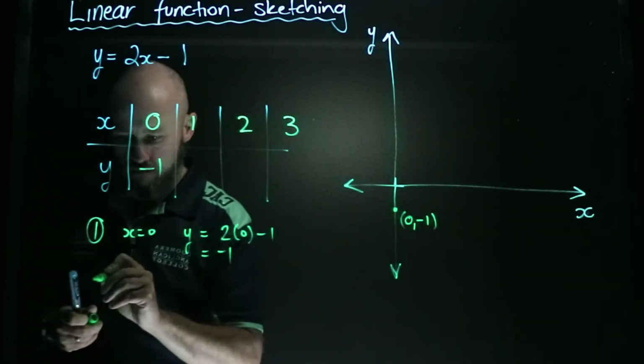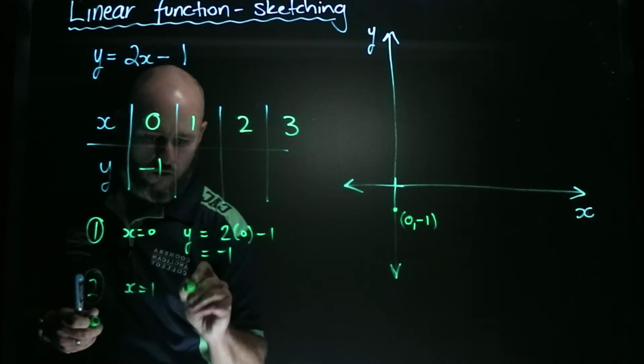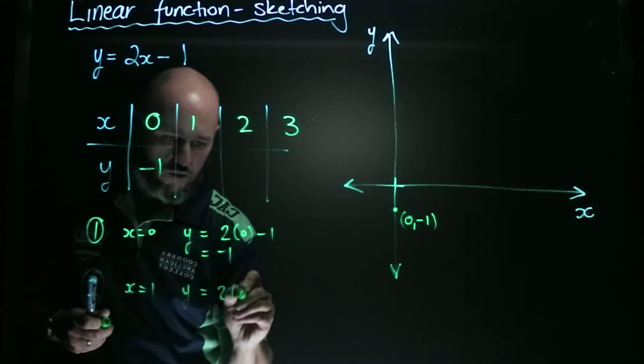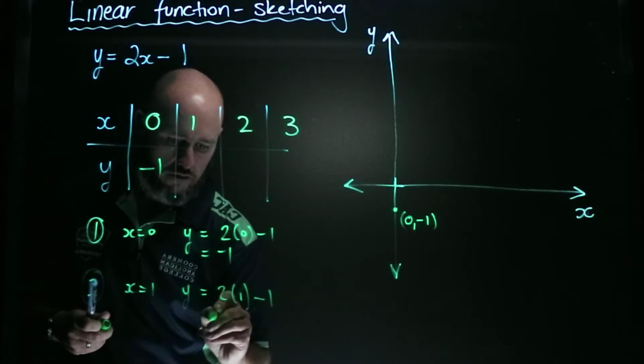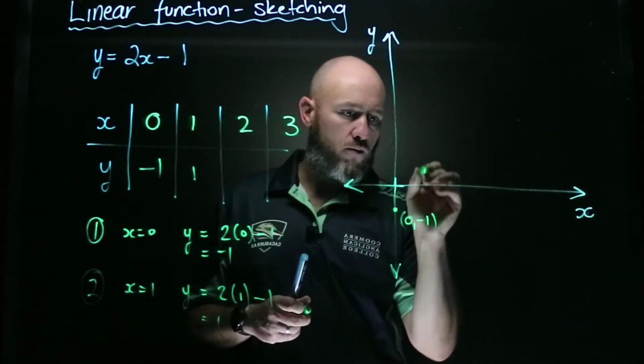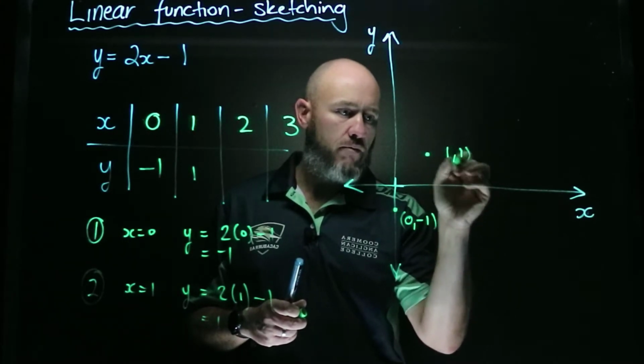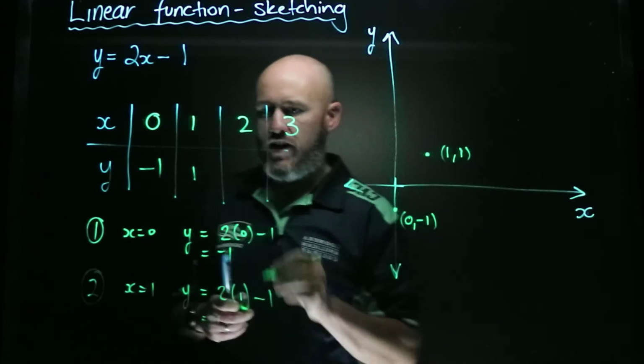And the second one, when x is equal to 1, y is equal to 2 times 1 minus 1, which is equal to 1. So I'll pop a 1 there. And now I can mark 1, 1, which is about here. Obviously you might have graph paper or a ruler, to be a little bit more accurate.